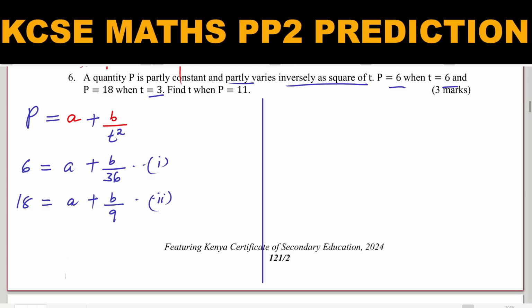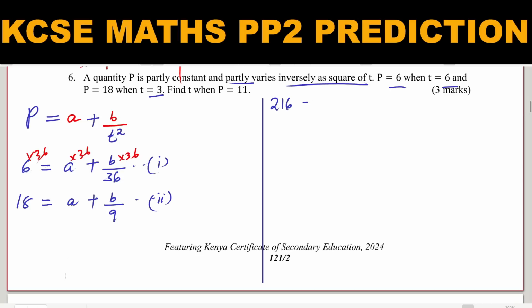Then we can simplify these equations. Like the first one, we can multiply each term by 36, like that, by 36, by 36. And this will give us 216. This will give 216.